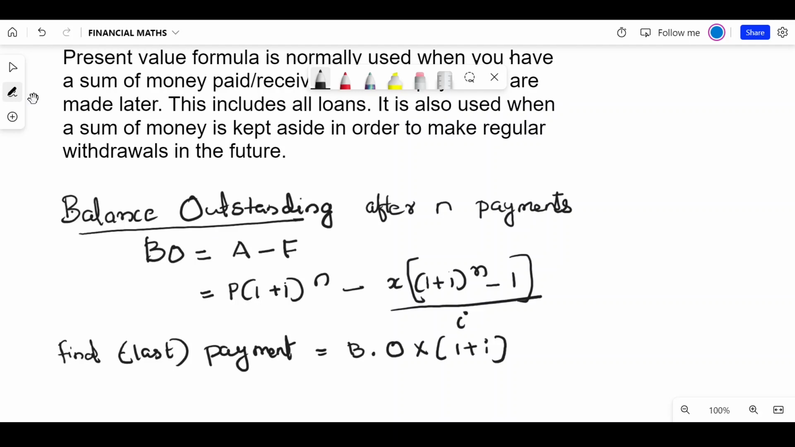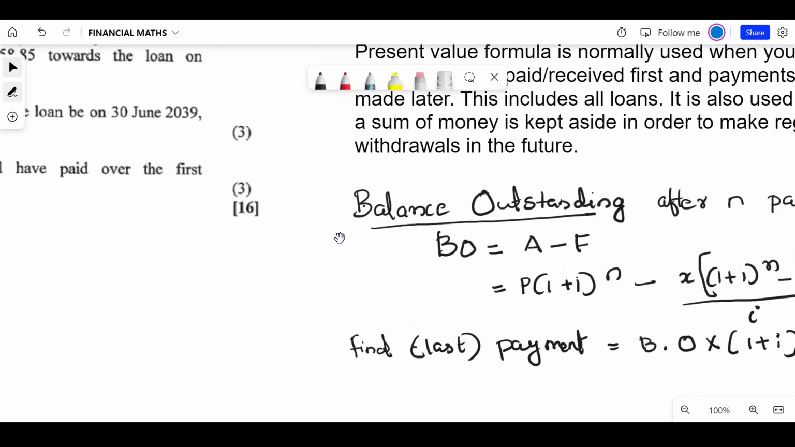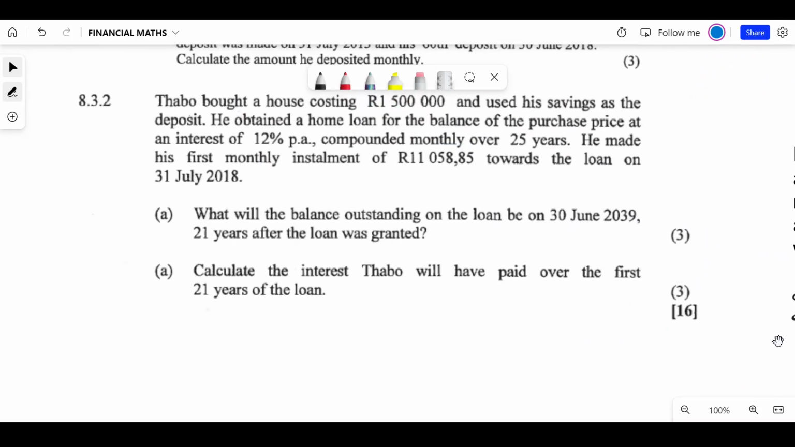Okay, I think now it's time to go back to the question. Let's see what the question is saying now. I already read the question. It's about a home loan for 25 years and he's ready to pay a monthly installment of 11,058.85 rand towards the loan. Okay. Now the question is, what will the balance outstanding on the loan be on 30 June 2039, 21 years after the loan was granted?